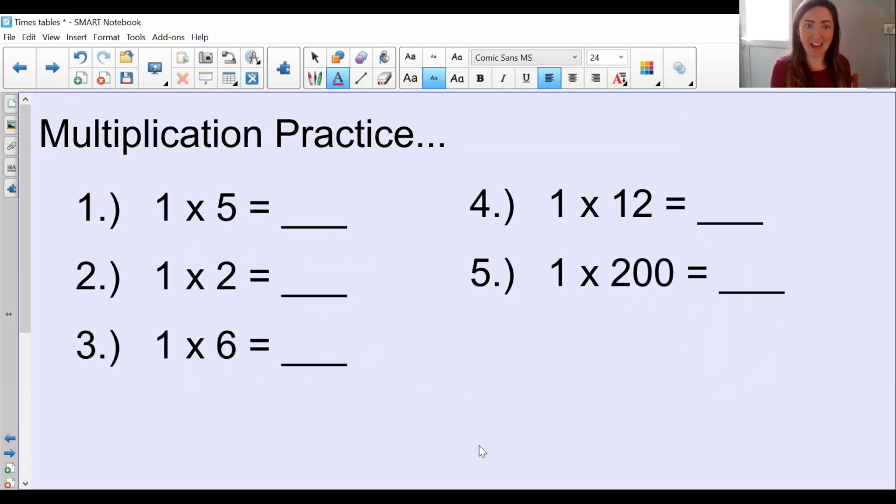So now we've remembered that, can you have a go at these multiplications? So some practice of the 1 times table. Pause here to have a go, and then we'll come back and go over the answers.